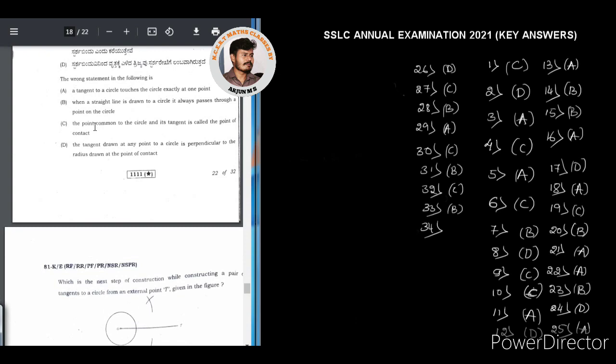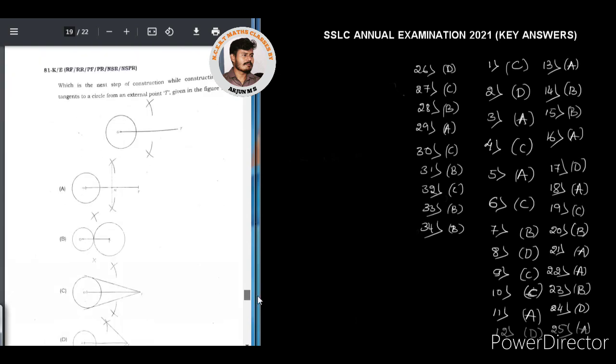You just read the third statement properly. The point common to the circle and its tangent is called the point of contact. This is also a true statement. The tangent drawn at any point to a circle is perpendicular to the radius drawn at the point of contact. So this is also a 100% true statement, but option B is the wrong one. So that's why option B is the right answer. So let's move to the next question.